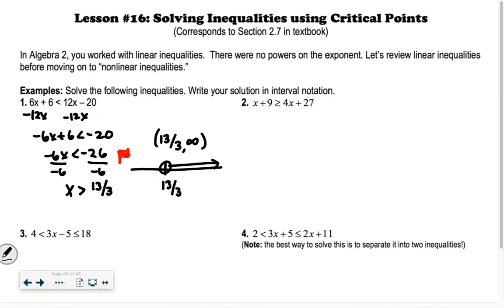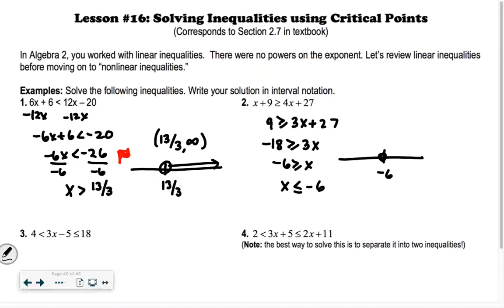All right, so the next one. I'm going to subtract the x over and have 3x over here. Then subtract the 27 and get negative 18 is greater than or equal to 3x. Divide by 3, I get negative 6 is greater than or equal to x. So what that means is x is smaller than or equal to negative 6. When I put it on the number line, I have negative 6 with a filled in circle, and everything to the left of it. So it's going to look like negative infinity to negative 6 with a bracket on it. Does that make sense?